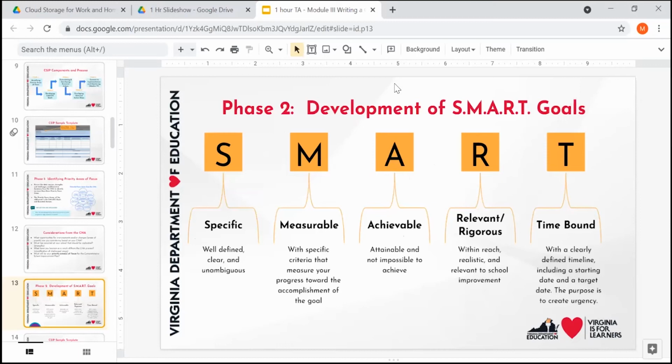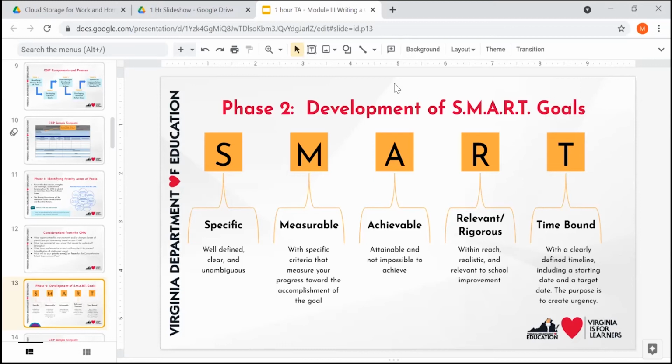Many of us, almost all of us, I'm certain on this call, have worked with SMART goals before. Remember, the SMART goal is that specific, measurable, achievable, relevant and rigorous, and time-bound goal. And you want to be really specific. And also with your plan, you want to communicate the plan. It shouldn't just be the principal's plan, the superintendent's plan, the director of instruction's plan. It should be a plan of a team, a school improvement team, including many stakeholders.